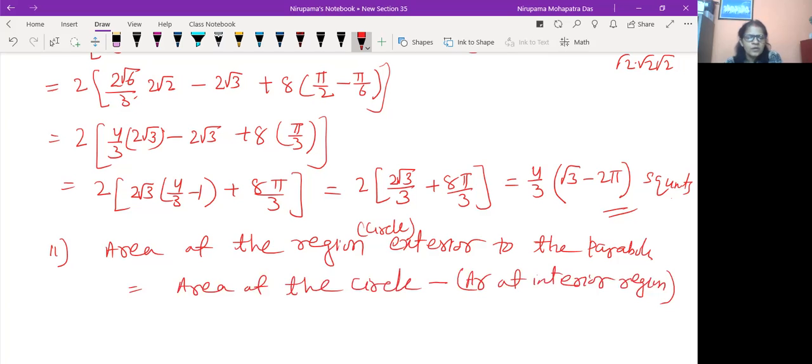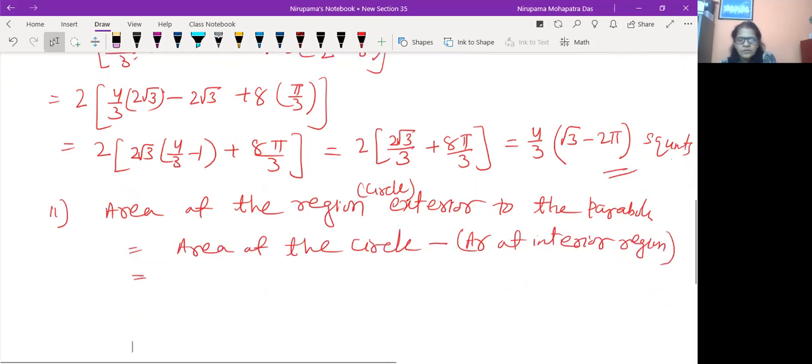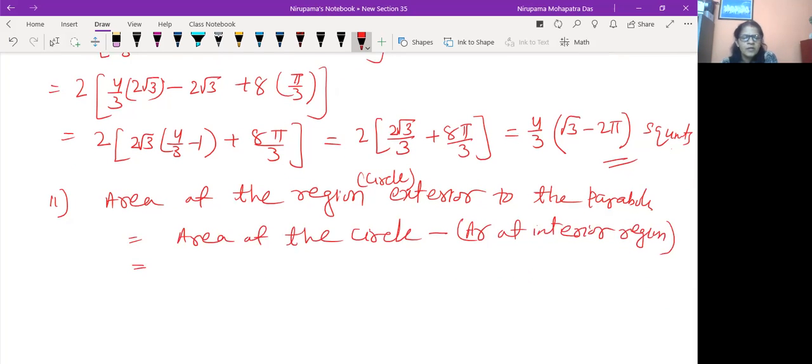So the area of the circle will be what? The radius is 4, so pi r square means you can write here 16 pi minus the interior portion, which is 4 root 3 divided by 3 minus 8 pi by... why is it minus, it should be plus, no? Yes, okay, plus 8 pi by 3, right?